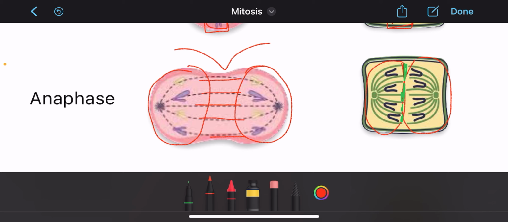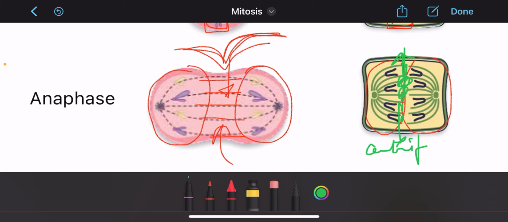Now, in the case of the animal cell, this furrow formation is of centripetal type. That means it is moving towards the center. And in the case of the plant cell, you'll find that it is of centrifugal type. It will originate from the center and then it will come towards the outer ends. So this is centrifugal type. And this is centripetal type.